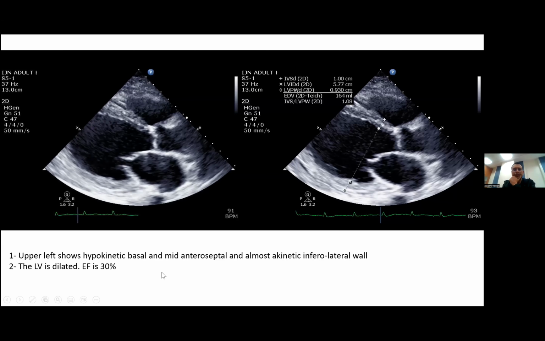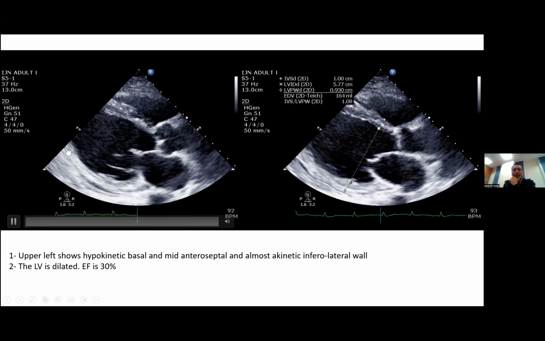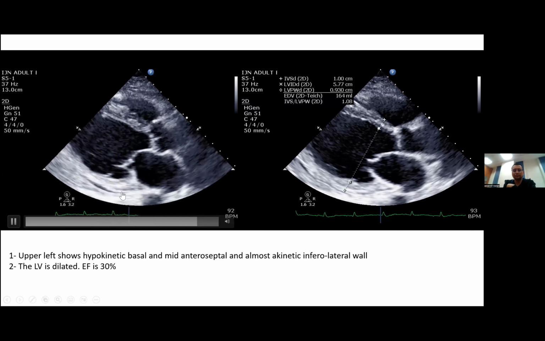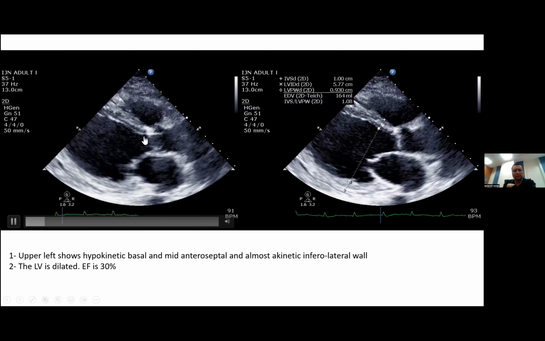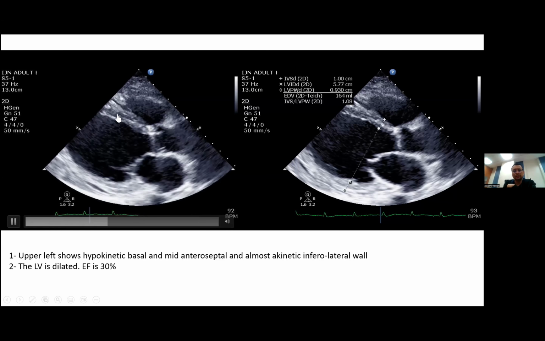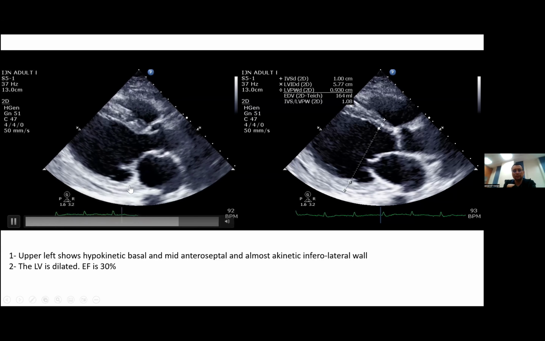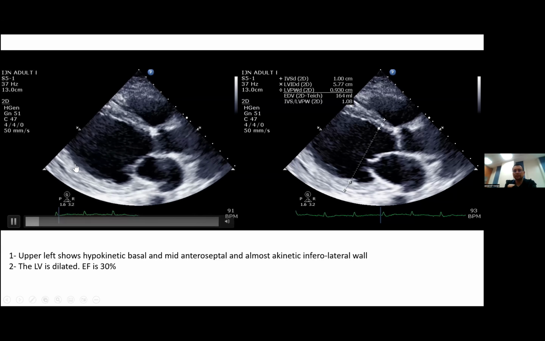On the upper left, you can see that the whole left ventricle is hypokinetic. This is the basal and mid anteroseptal wall, so this is where your LAD is supplying the vessel. This is the basal and mid inferolateral wall, so this is where the RCA is supplying the vessel.